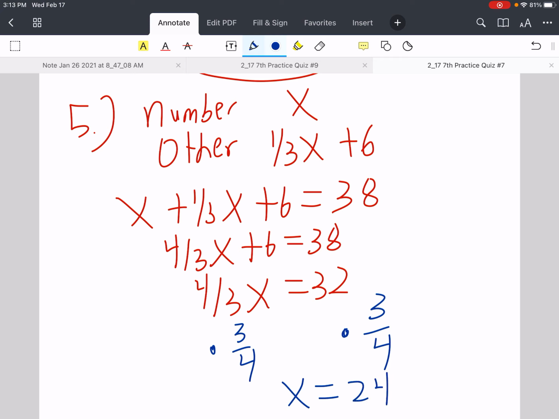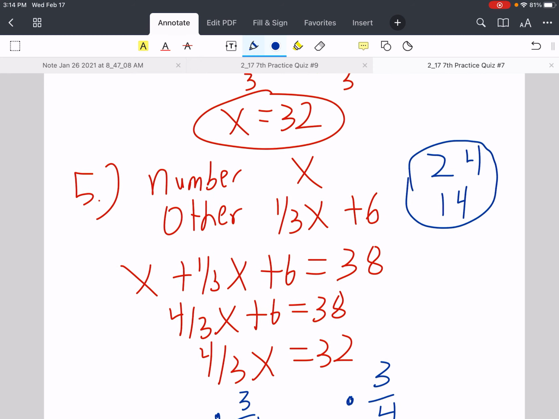So my number is 24. The other number is 1/3 of that, which is 8, plus 6, which is 14. And yes, 24 plus 14 equals 38, which is great.